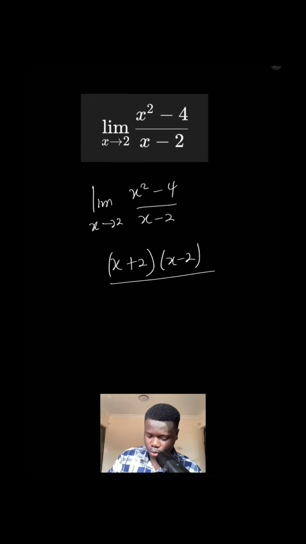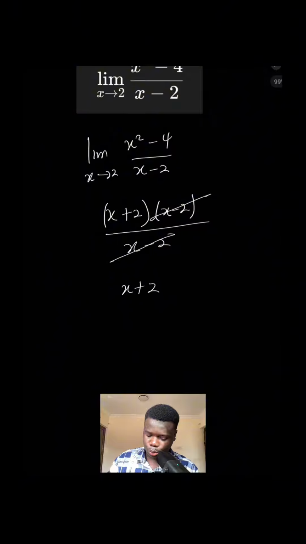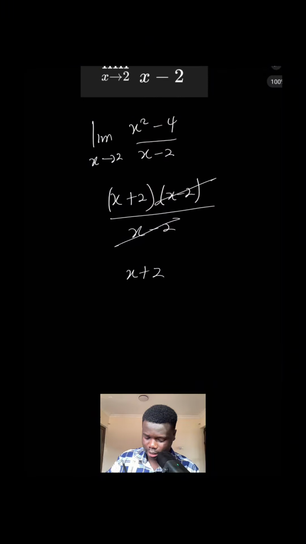So the limit as x approaches 2 of x squared minus 4 all over x minus 2 is going to be, with the difference of 2 squares at the numerator, x plus 2, x minus 2 all over x minus 2. What happens here is we can cancel out. This cancels this, and we are left with x plus 2.